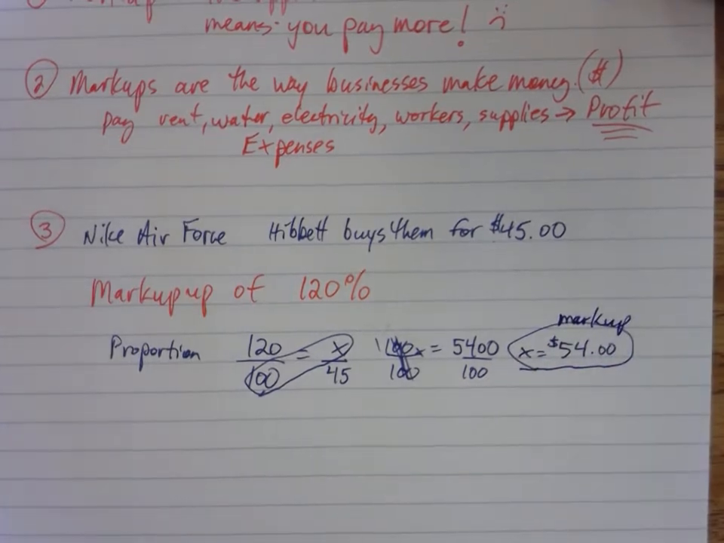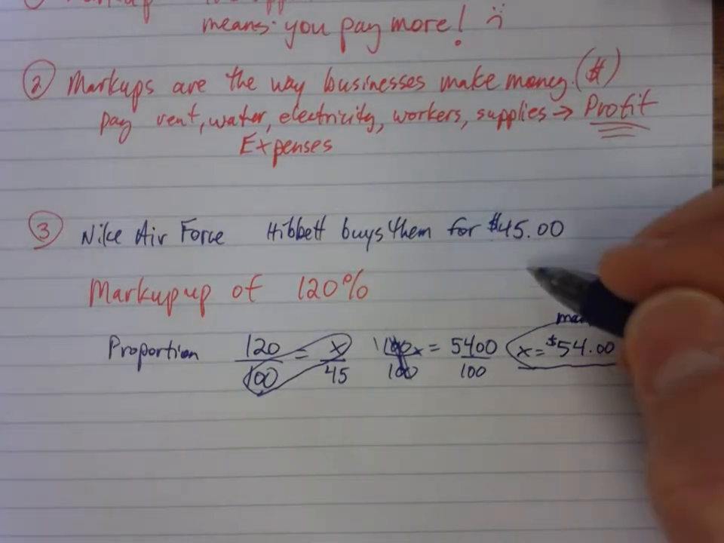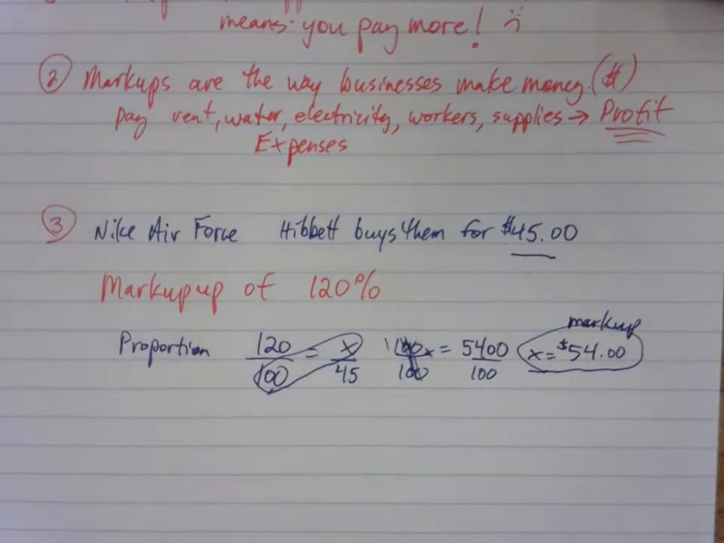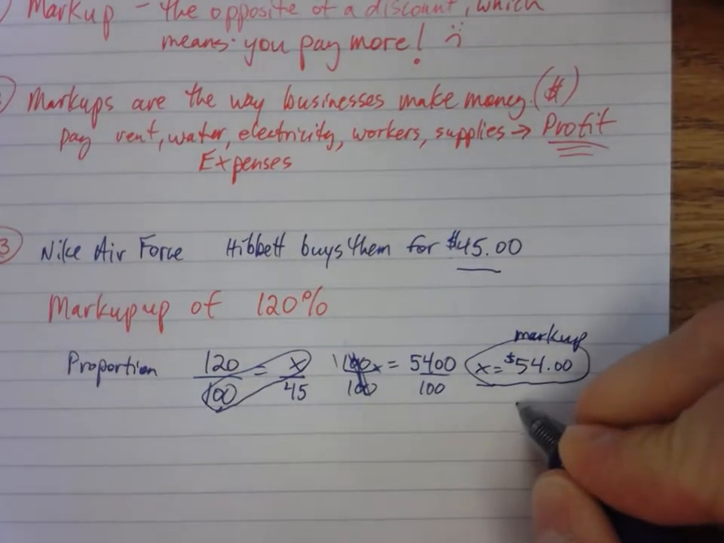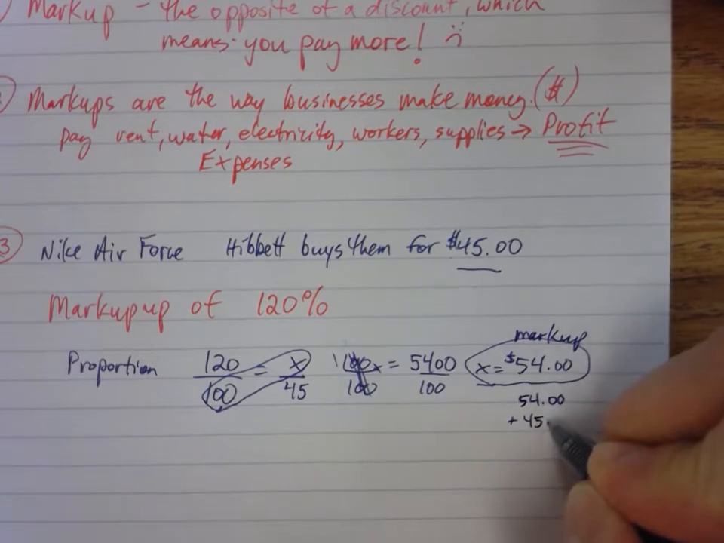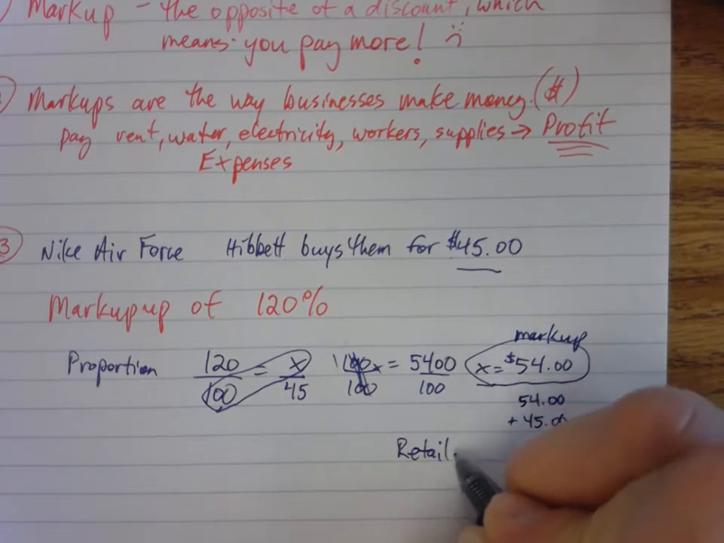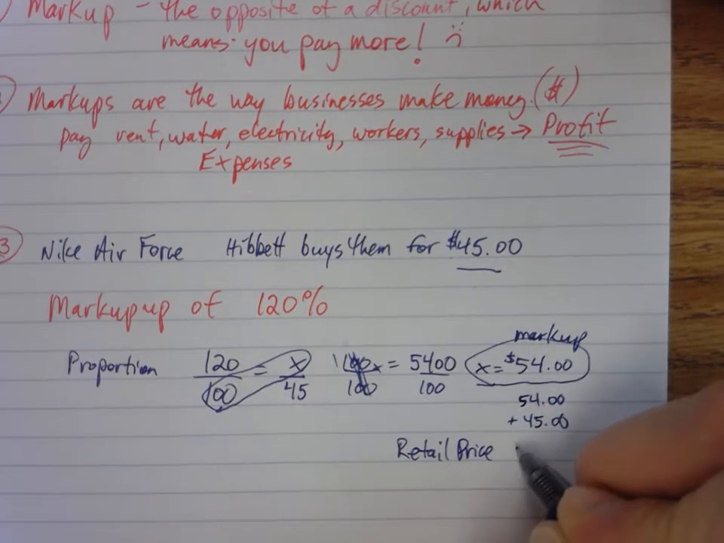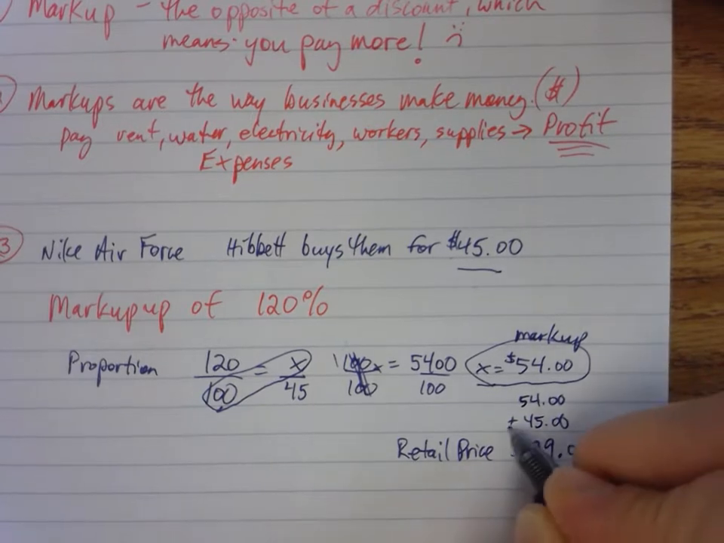Now, how much did they pay for the shoes? Well, they have to pay $45 for the shoes. They're going to mark the price up $54. So what do you think I ought to do with those two numbers, the 45 and the 54? Add them, right? So I would say $54 plus $45. And so that means the retail price that they are going to sell them for, of course, is $99 when you add those two together.